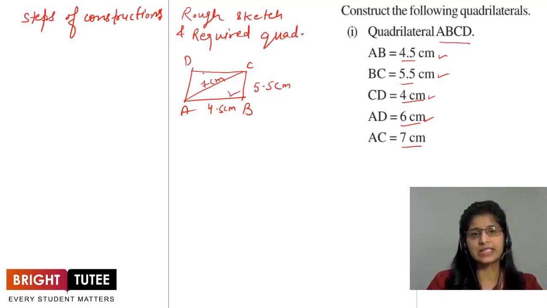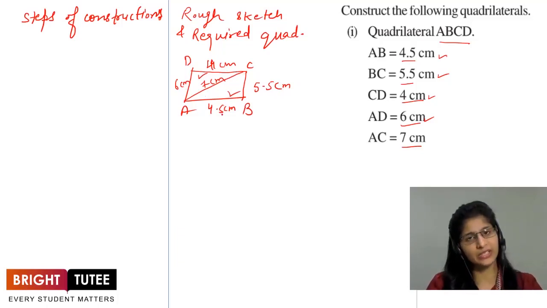The next, CD is given as 4 centimeter and AD is given as 6 centimeter. So does this side also satisfy the triangle inequality? Yes, 6 plus 4 is 10, greater than 7. 7 and 4 is 11, greater than 6. 6 and 7 is 13, greater than 4. So the second triangle can also be easily drawn.